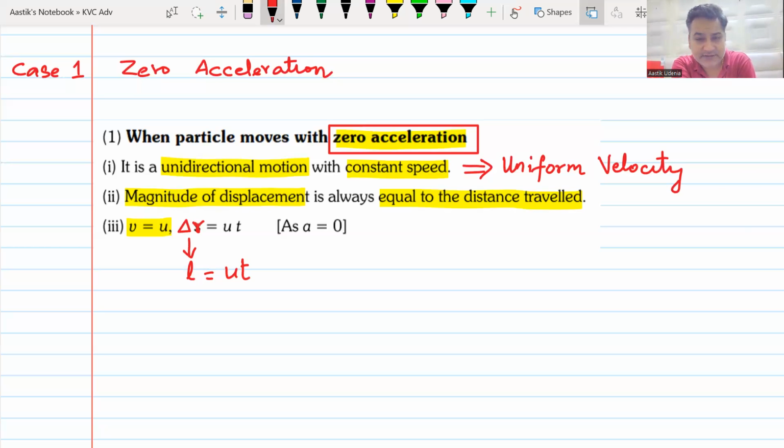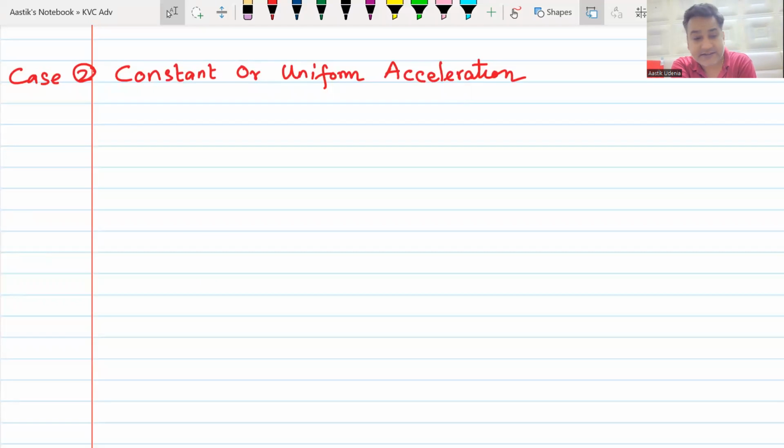Have you noted down the first case? Yes or no? Done, sir. Then comes the next case, and the next case is the most widely used case. Everyone knows this, yes or no? What is that case? Constant acceleration. That case is the case of constant acceleration. The acceleration of the particle is constant.